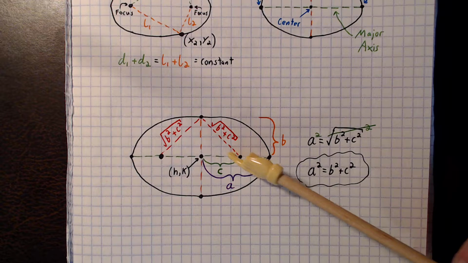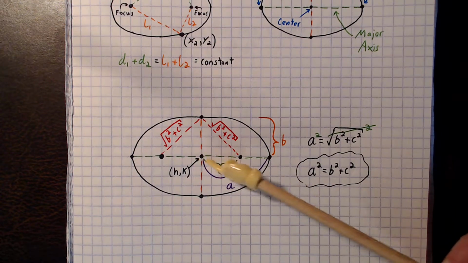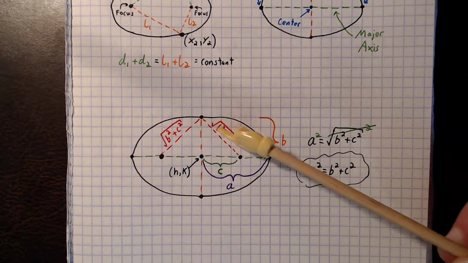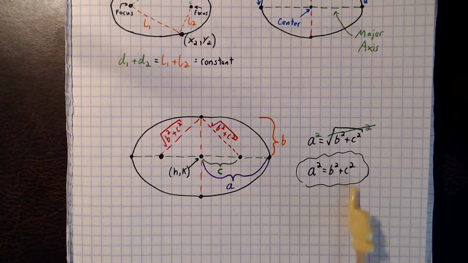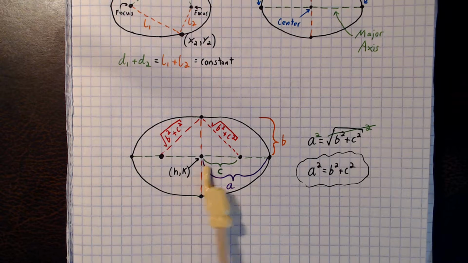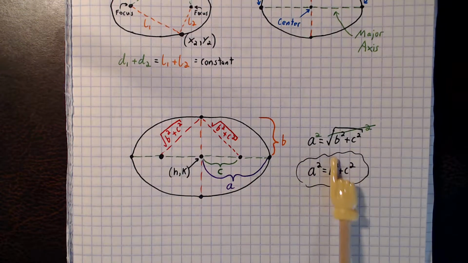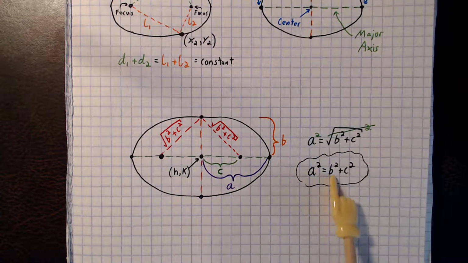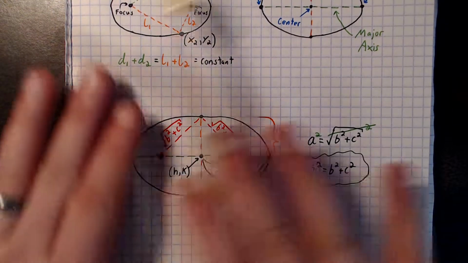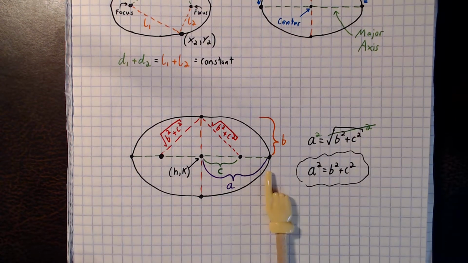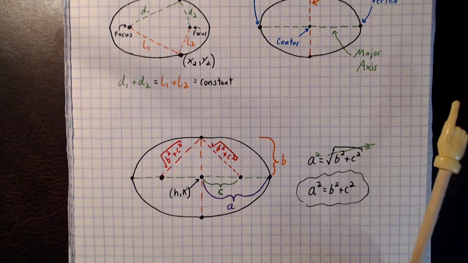Thanks to the Pythagorean theorem, this being b and this being c, we know that this length here is going to be the square root of b squared plus c squared. And we end up getting this formula here, a squared equals b squared plus c squared. So we're going to want to keep this in mind while we're doing all of these little bits and pieces for ellipses.